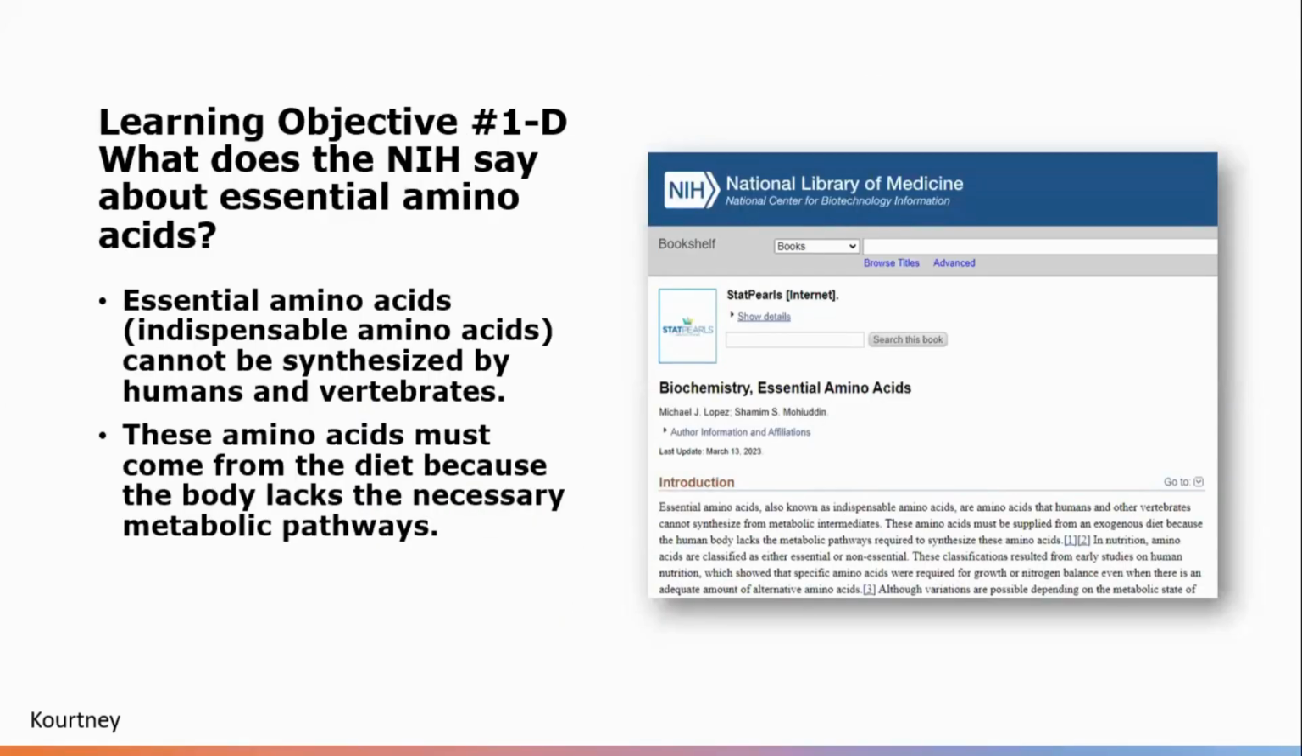The next objective is 1D. What does the NIH say about essential amino acids? So it says that amino acids cannot be synthesized by humans, essentially saying it cannot be made by the body. These amino acids must come from our diet, as we do not have the metabolic pathways to obtain them.